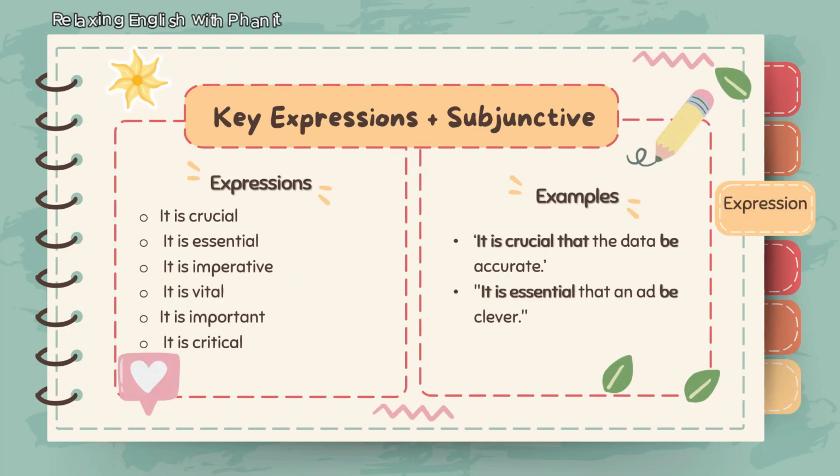Phrases like it is essential that or it is vital that also trigger the subjunctive. These expressions emphasize importance or urgency. For example, it is crucial that the data be accurate. Here, be doesn't change to is, even though data is singular. These constructions are common in formal writing, like policies or academic work.